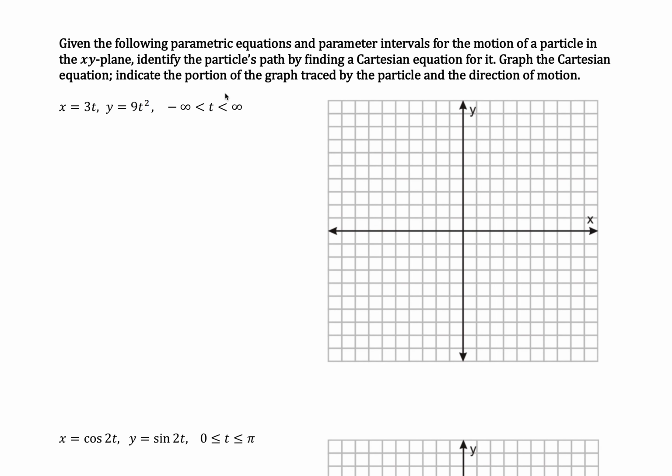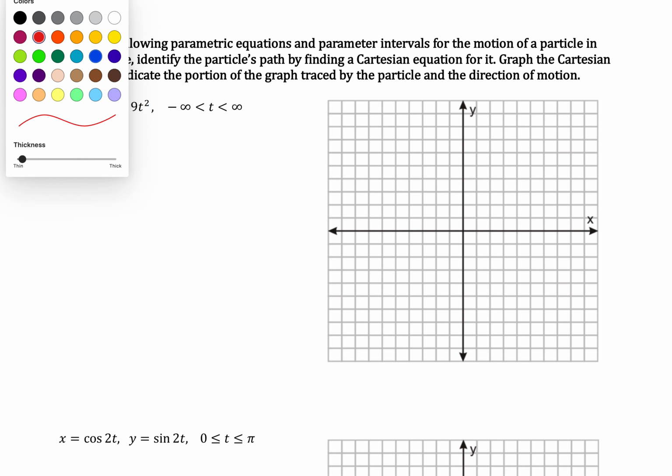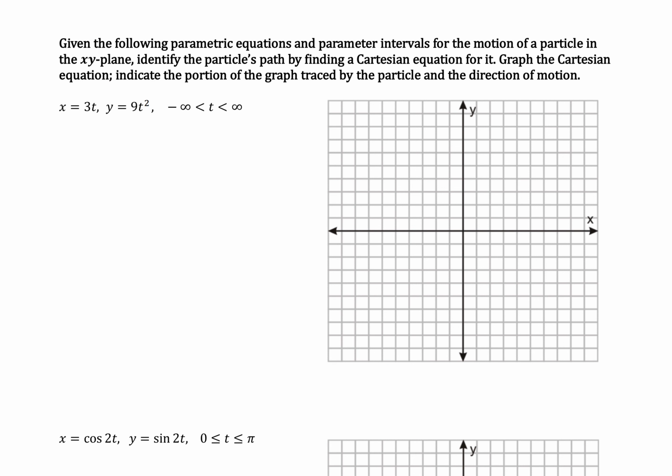The first one says, given the following parametric equations and parameter intervals for the motion of a particle in the xy plane, identify the particle's path by finding a Cartesian equation for it. We're then going to graph that equation and then indicate the portion of the graph traced by the particle and the direction of motion, which is a mouthful, but it's not as bad as maybe it initially seems. So here we have some parametric equations. We have x and y defined in terms of t, and then we're given that interval that t goes from negative to positive infinity.